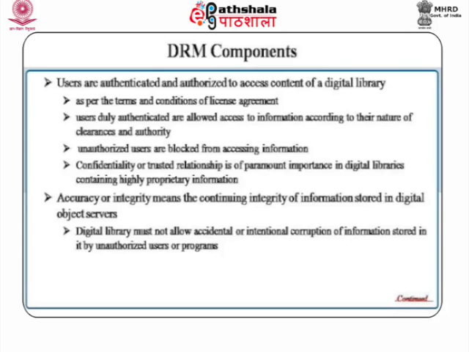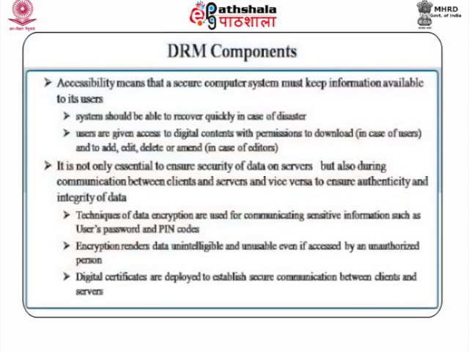Confidentiality or trusted relationship is of paramount importance in a digital library containing highly proprietary information. Accuracy or integrity means the continuing integrity of information stored in the digital object server. A digital library must not allow accidental or intentional corruption of information that is stored in it by unauthorized users or programs. Accessibility means that a secure computer system must keep information available to its users.